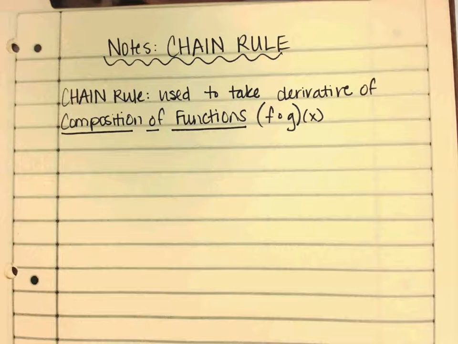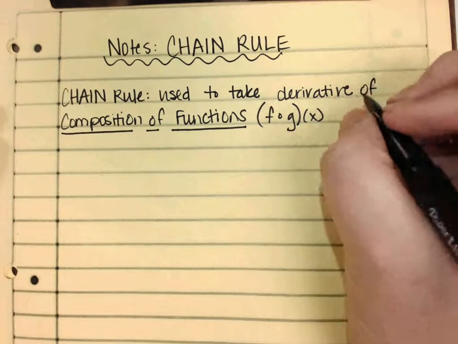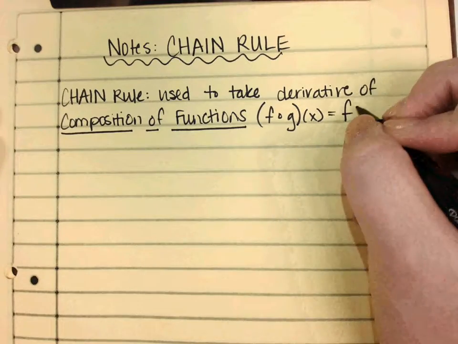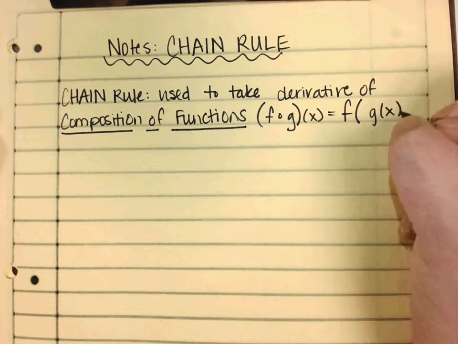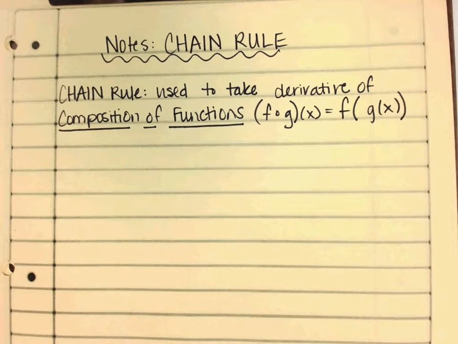So a composition of functions is when you have F, little o, and then a G. It's not fog. Okay, that's F composition G. What does that equal? Do you remember? F of G of X, with G of X inside. So, chain rule is used when you have a function plugged inside another function. Fog. Yes. Okay, but we're going to call it a composition of functions.